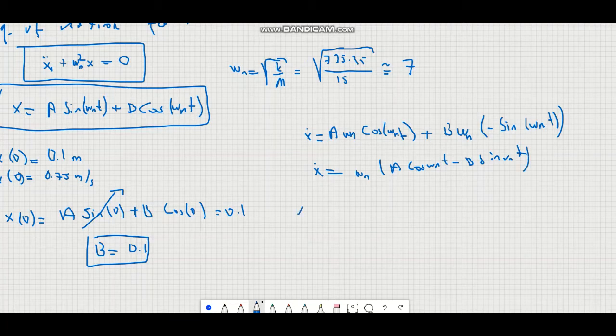If I take x dot at time 0, it is gonna be the natural frequency multiplied by a cosine 0, and minus b sine 0.